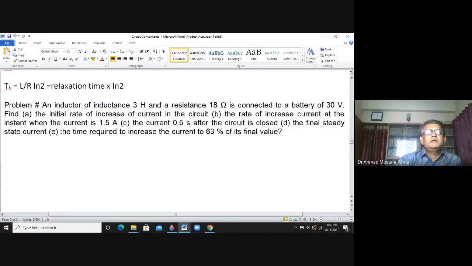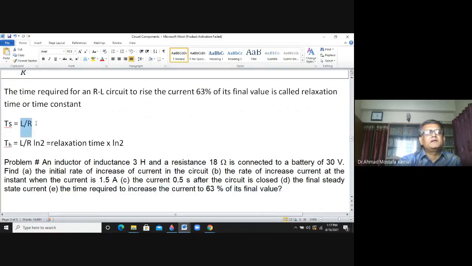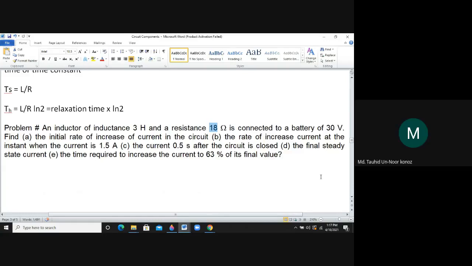Then number E: the time required to increase the current to 63% of final. Which time is this talking about? 63% is a special time, right? What is it called? We just mentioned it: relaxation time. What was the expression for relaxation time? L by R. This is called relaxation time. L is 3 and R is 18. 3 by 18, whatever it comes to. 0.1667. Okay.